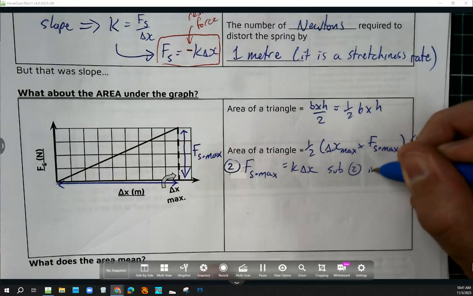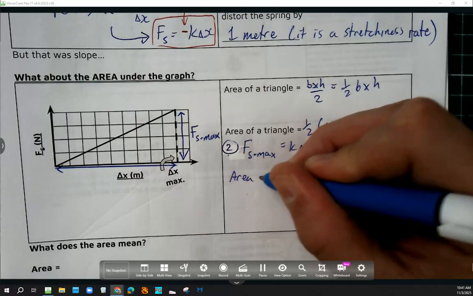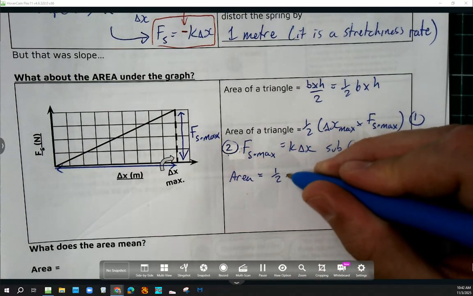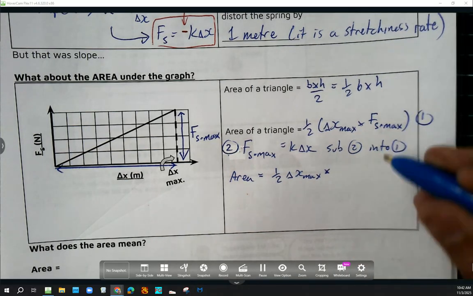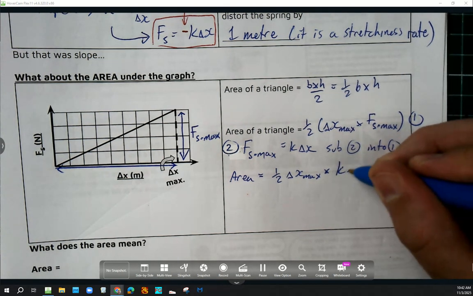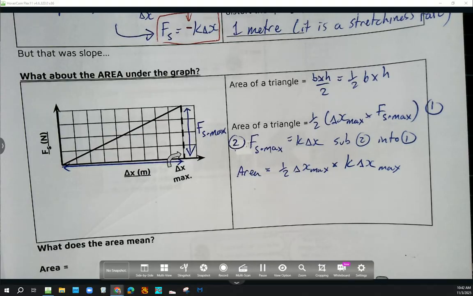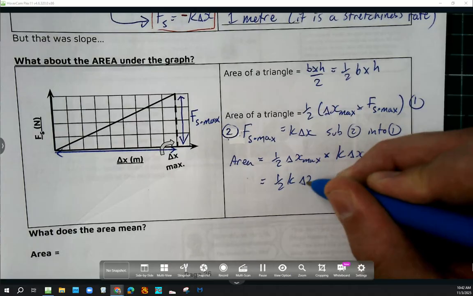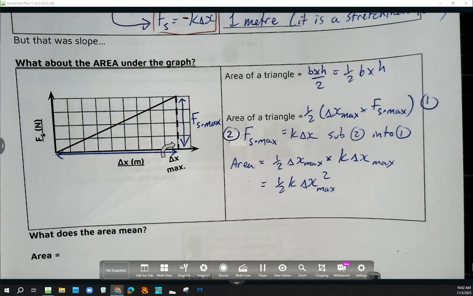2 into 1. And if I do that, I end up getting that the area is equal to 1/2 delta X max times, instead of just Fs max, I would write K times delta X max. And then, of course, I've got to group together the like terms, so I get 1/2 K times delta X, the maximum stretch, squared. Which is actually not that bad an equation. 1/2 K delta X squared.